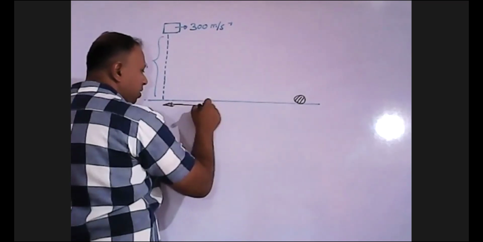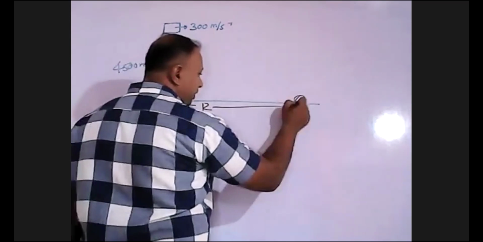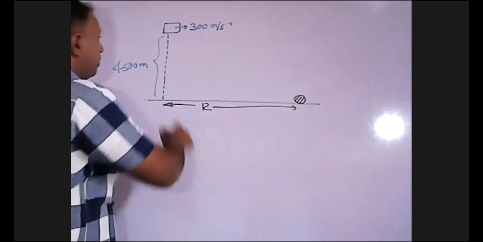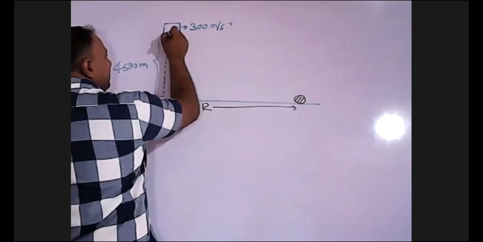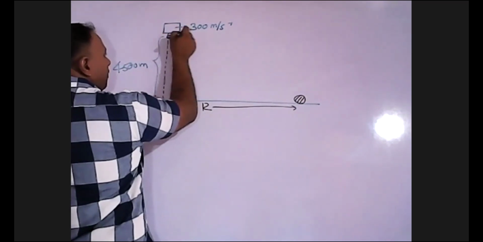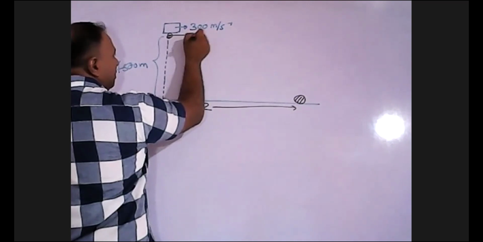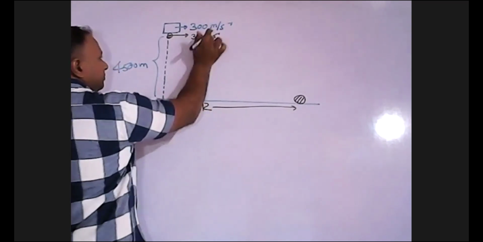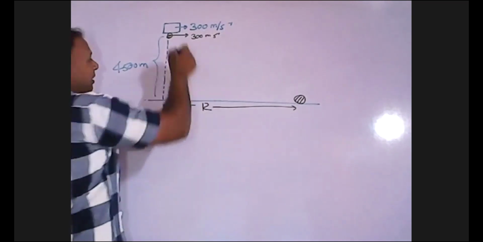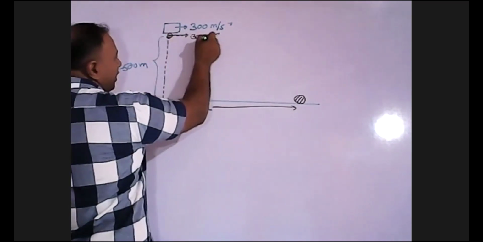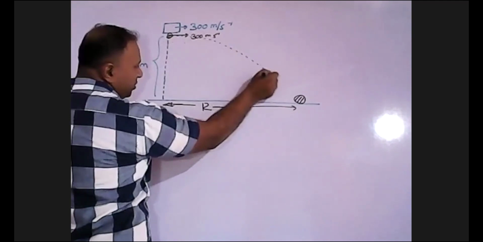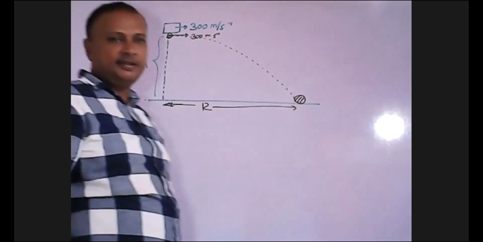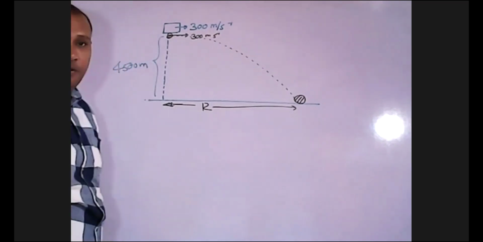In this case, the bomb is dropped. If the bomb is dropped, definitely it has a horizontal velocity which is equal to 300 m/s. Therefore, it should be a horizontal projection, like this.